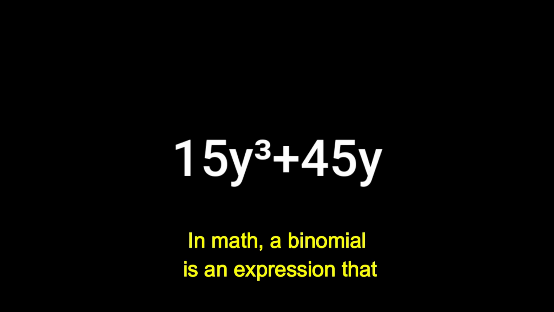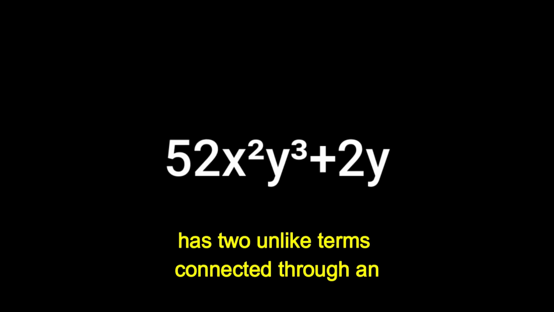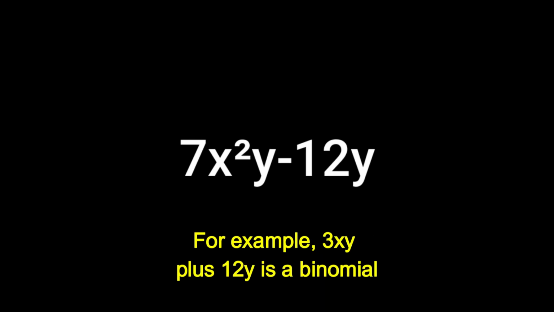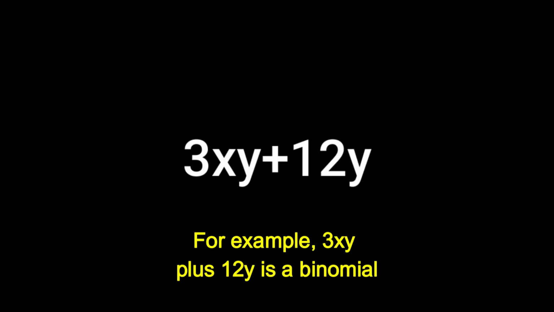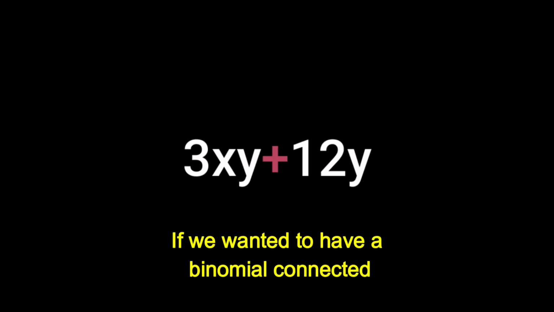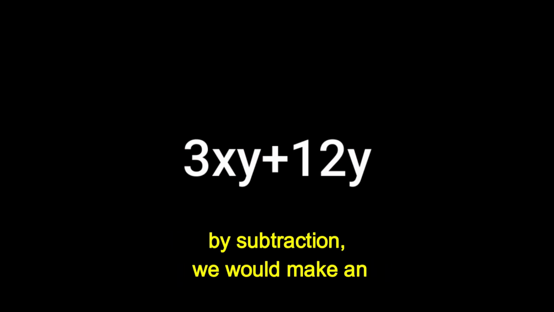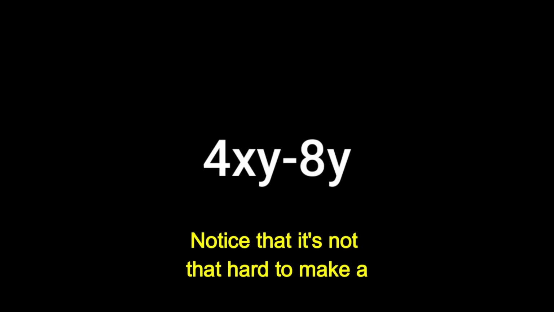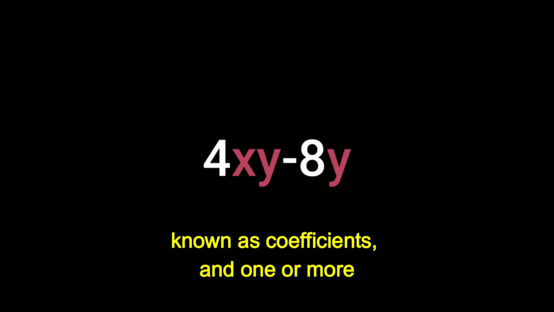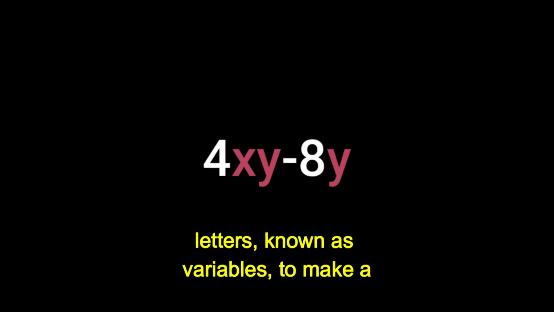In math, a binomial is an expression that has 2 unlike terms connected through an addition or subtraction operator in between. For example, 3xy plus 12y is a binomial since it has 2 terms connected through addition. If we wanted to have a binomial connected by subtraction, we would make an expression like 4xy minus ay. Notice that it's not that hard to make a binomial expression. We only need 2 numbers, known as coefficients, and 1 or more letters, known as variables, to make a binomial.